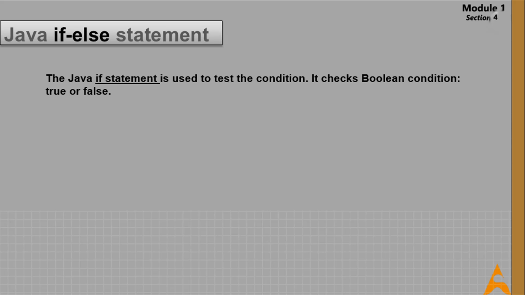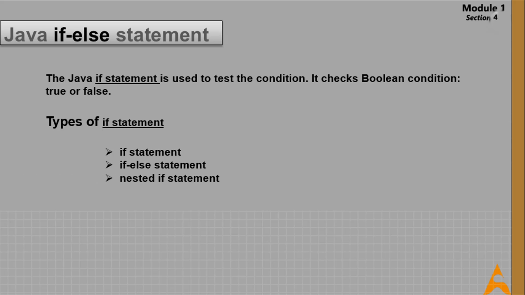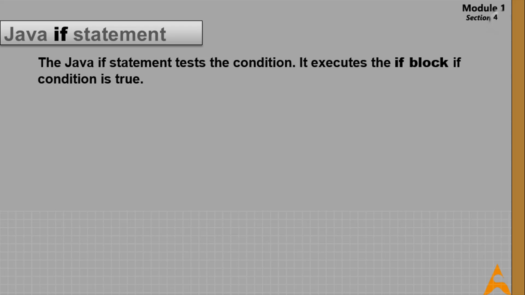The Java if statement is used to test the condition. It checks a Boolean condition, true or false. There are various types of if statement in Java: if statement, if-else statement, nested if statement, and if-else if ladder. First of all, we will discuss the if statement in Java.